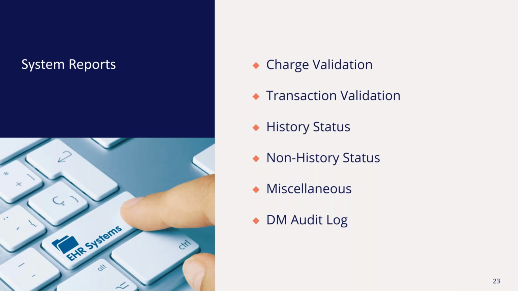There are 6 system reports that can be run to correct any data integrity errors within NextGen. They are charge validation, transaction validation, history status, non-history status, miscellaneous, and DM audit log.